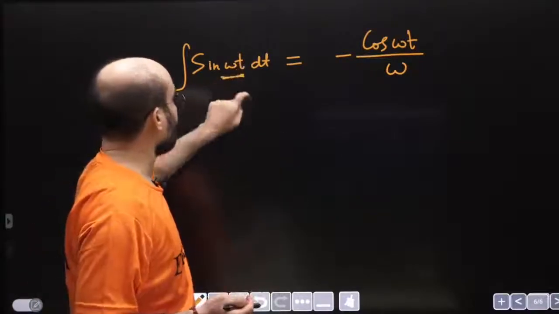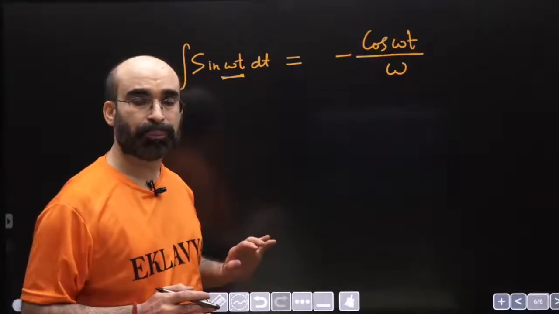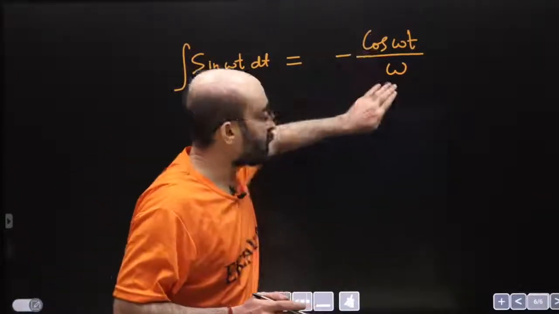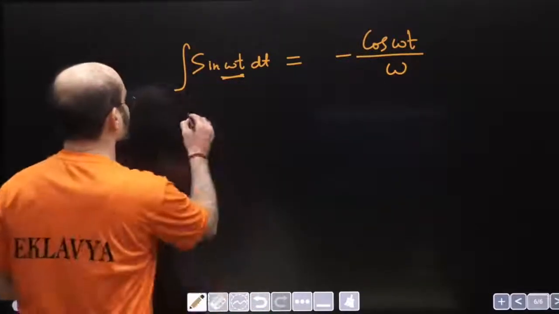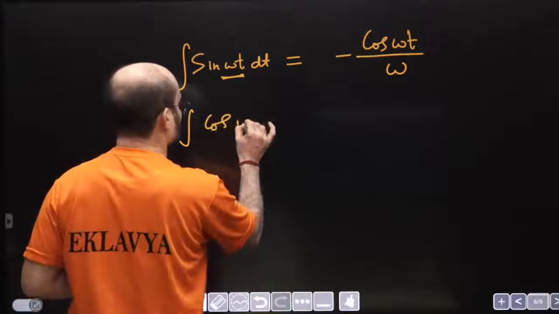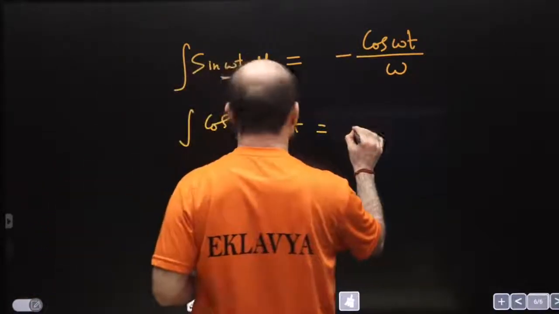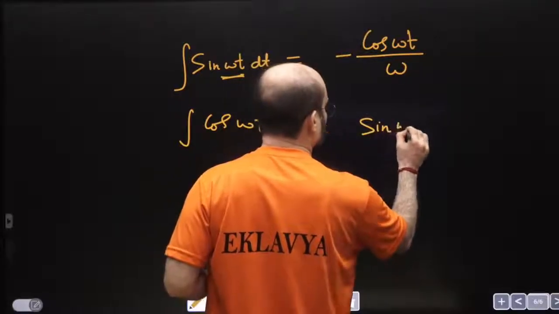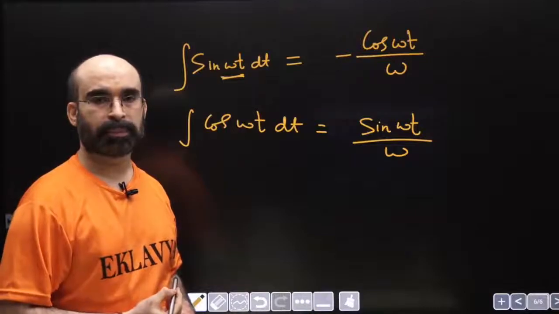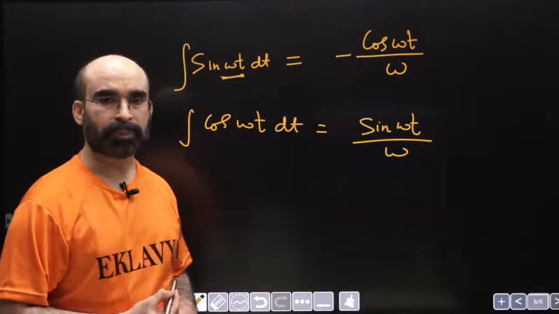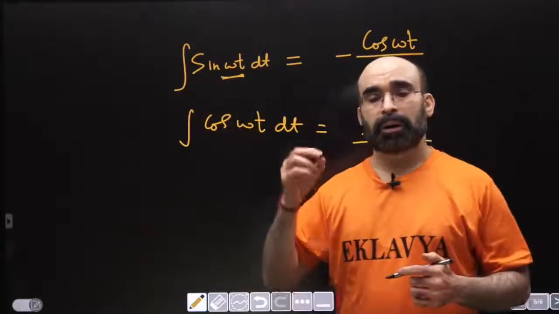Variable is t, but this is constant. Some constant value. So that you will divide, you will put it in the denominator. Okay. Similarly, cos omega t dt will be what? Sin omega t by omega. Sin omega t by omega. Right?